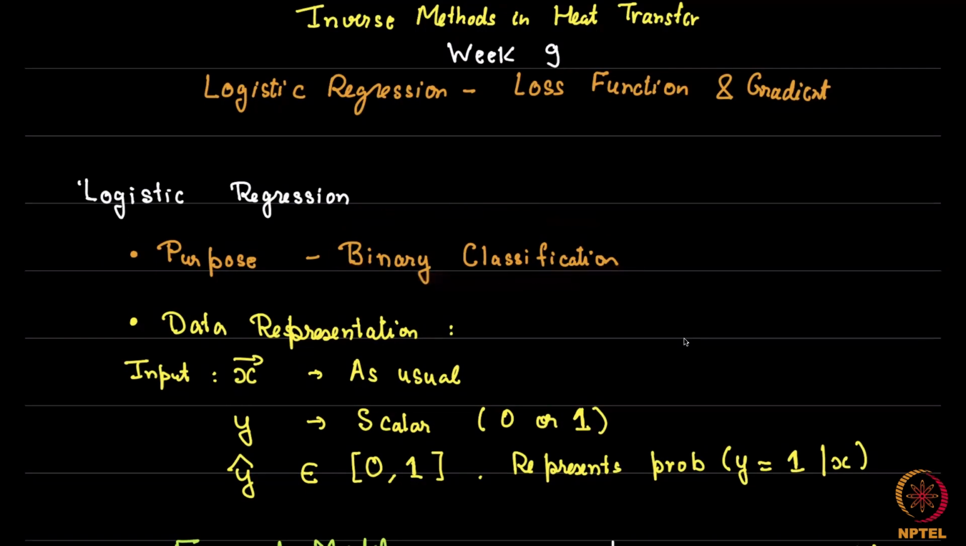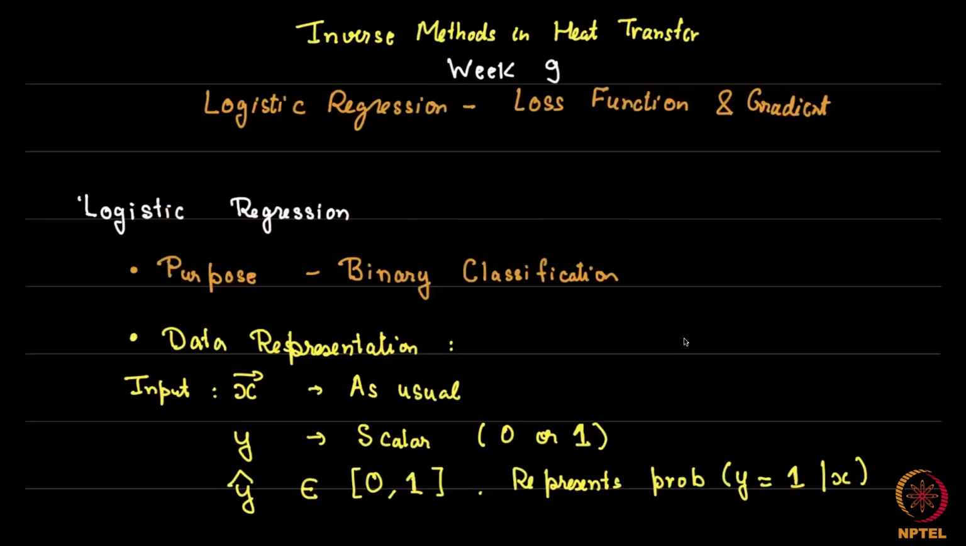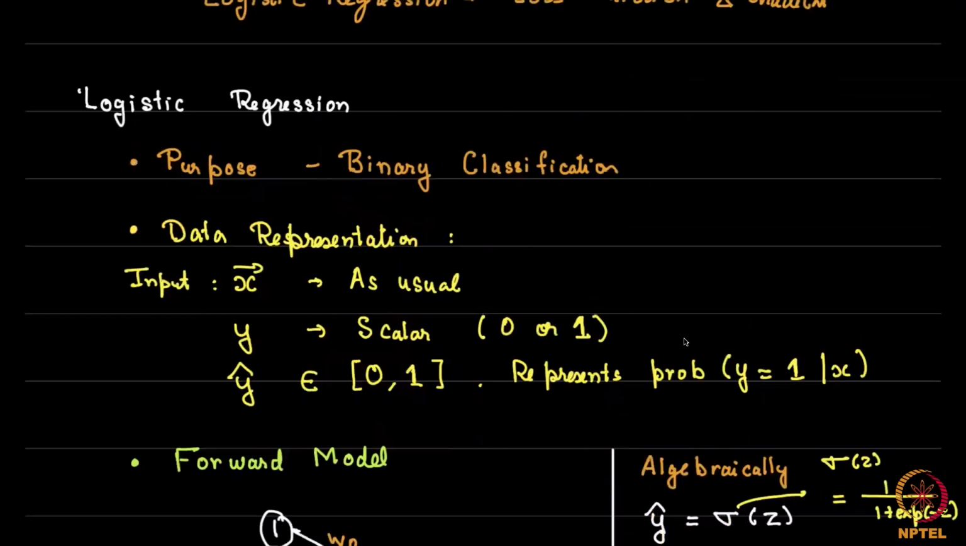Binary classification is identifying which of two classes something, some object or some event or some image that you have given belongs to. Now, in this, remember, I had talked about four things that we require for machine learning: data representation, we require the forward model, and we require the optimization algorithm, and we require the loss function. Now, for the forward model, we need the data representation.